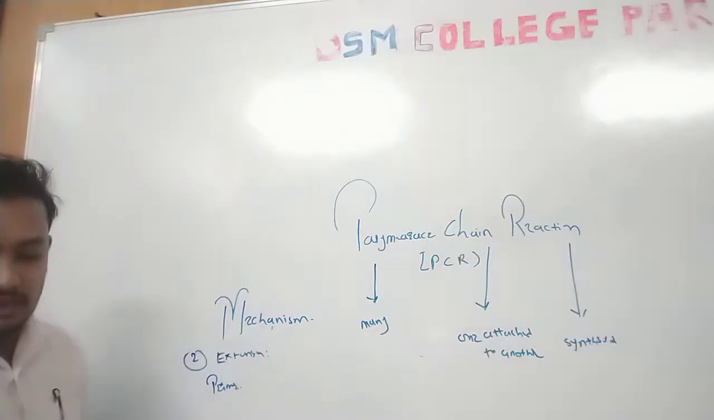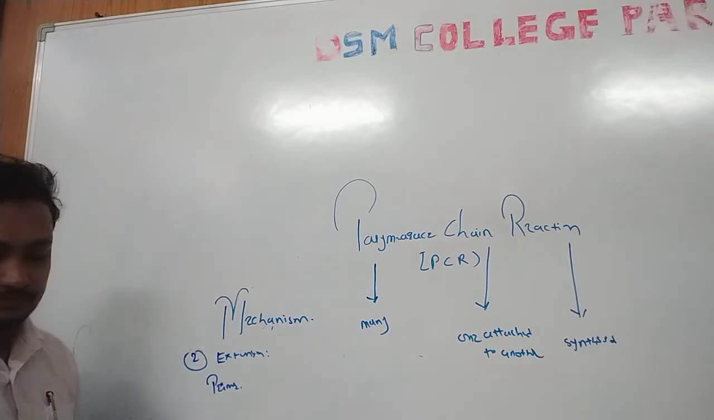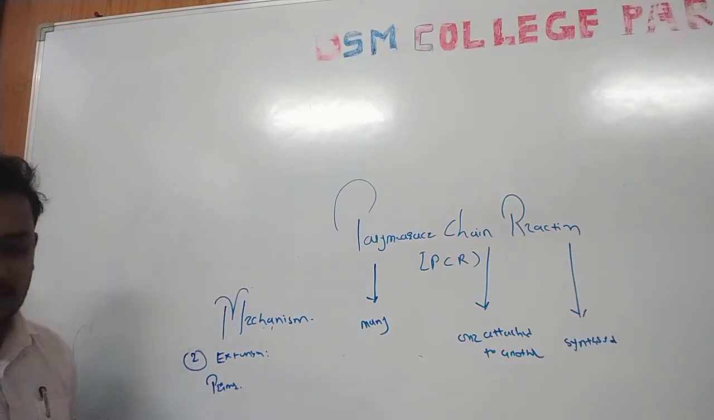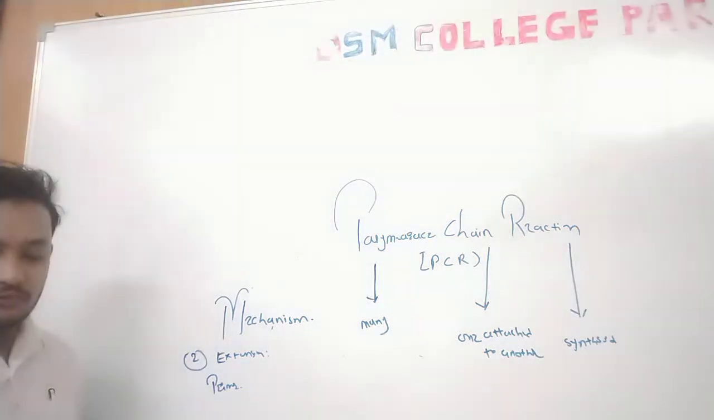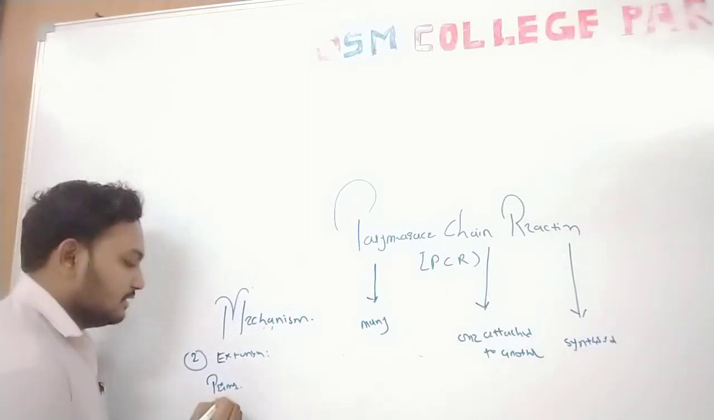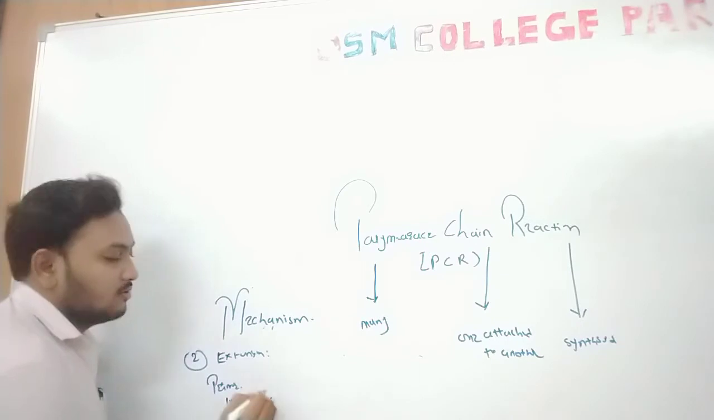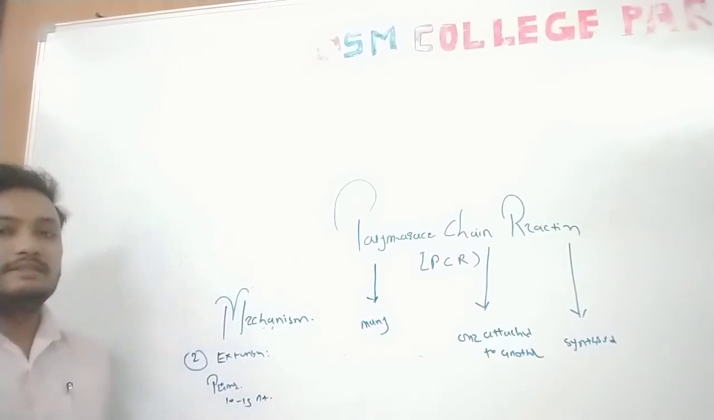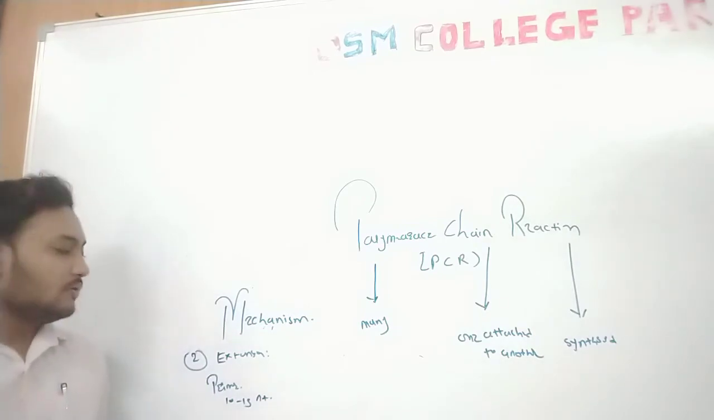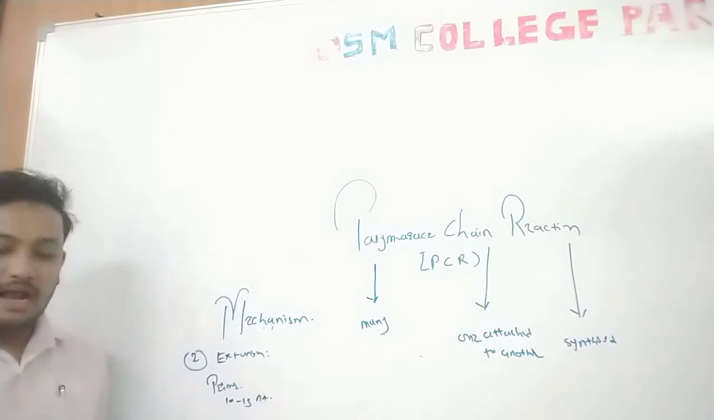So we are adding the primers. These primers are complementary to the DNA. It is a 10 to 15 nucleotide sequence, and it is complementary to the template strand. So in this extension we apply this for the interacting purposes.